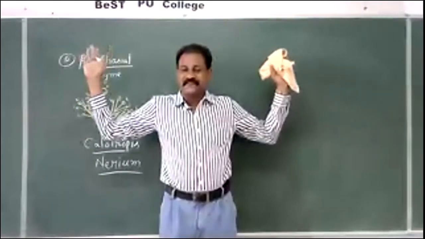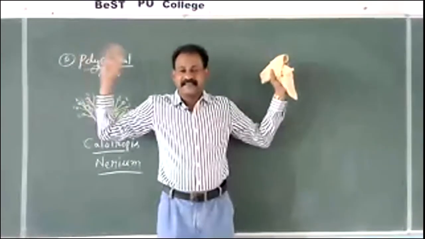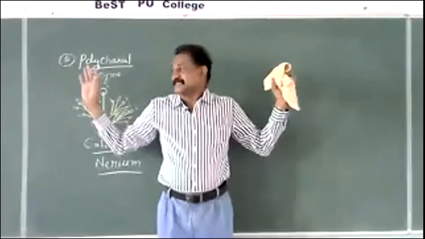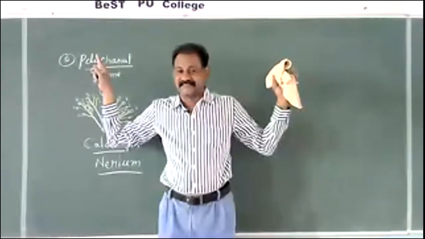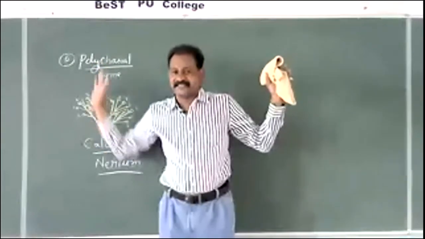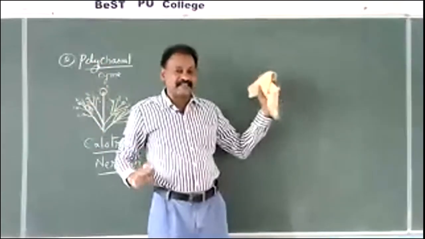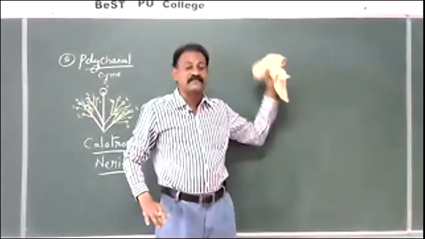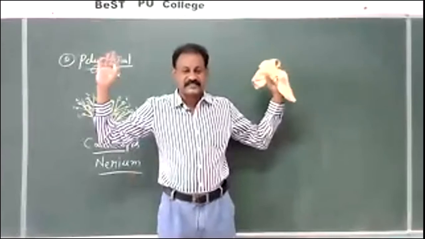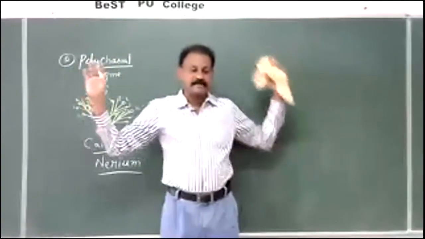What is meant by indefinite and what is meant by definite here? Indefinite means a flower is not formed at the tip of the peduncle, that is the axis of the inflorescence, so it will be always continuously growing. What is definite type? A flower will be formed at the tip of the inflorescence, so it will stop its growth. So first explanation, indefinite type, definite type.